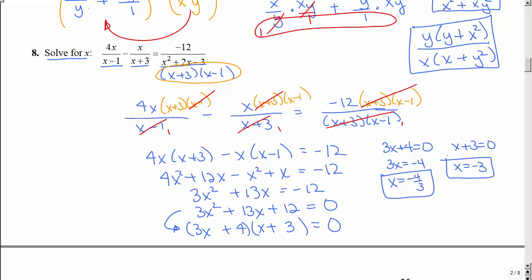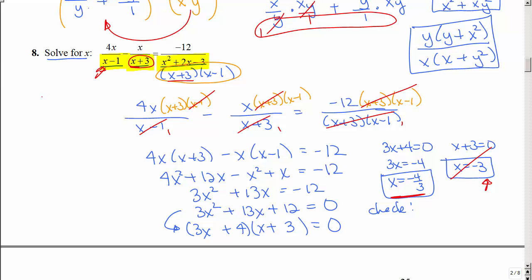Are you done? No. You have to check your answers back into the original denominator to make sure we're not dividing by 0. Okay, I know you're going, ugh, I don't want to do that with negative 4/3, but look, let's check negative 3. If I put negative 3 in right there, negative 3 plus 3 is 0. I cannot divide by 0, so I have to throw that out. And I could put it in the same place. But what about this one?